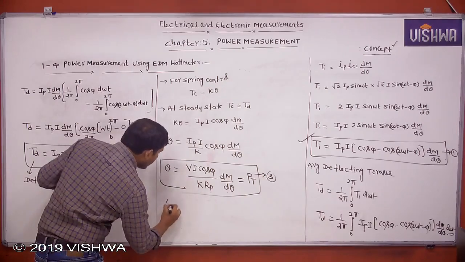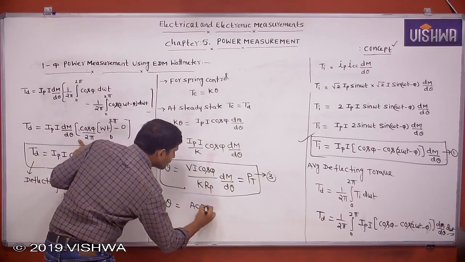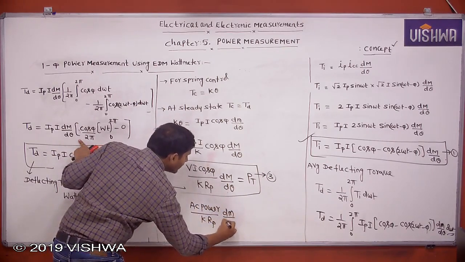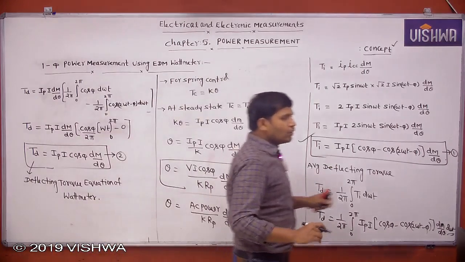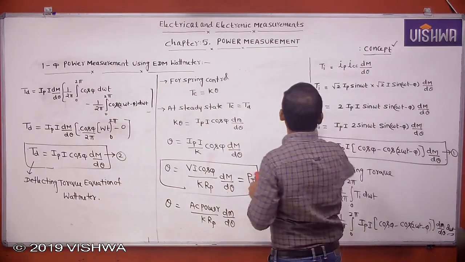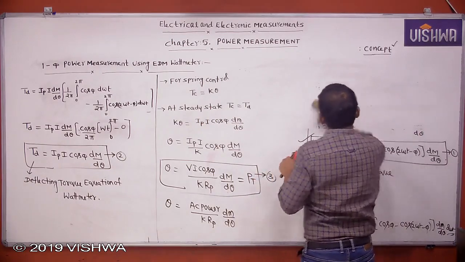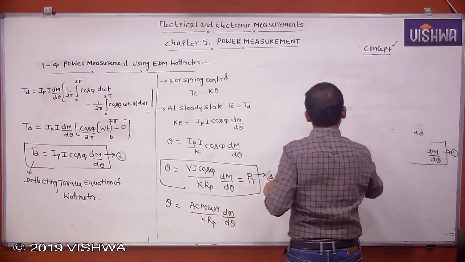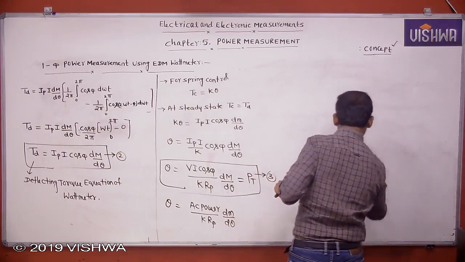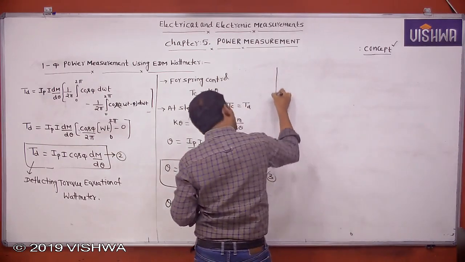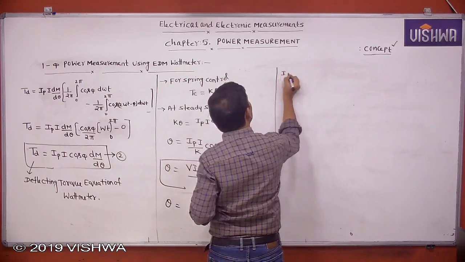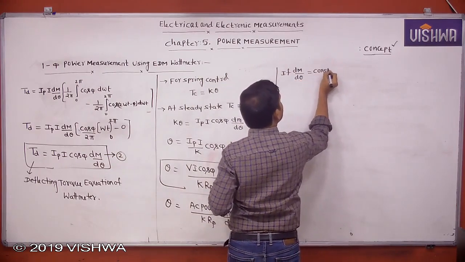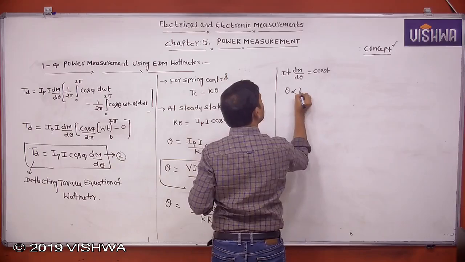Therefore, theta equals AC power by K Rp into dM by d theta. If dM by d theta equals a constant, the deflection of the pointer indicates, tell me, then theta is proportional to AC power.